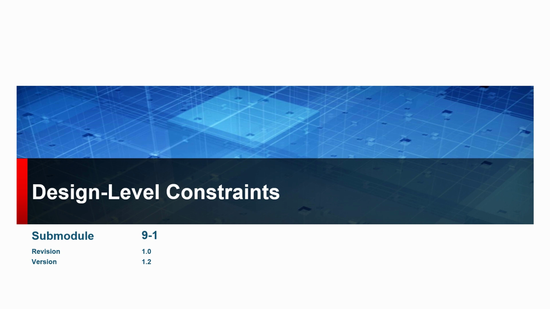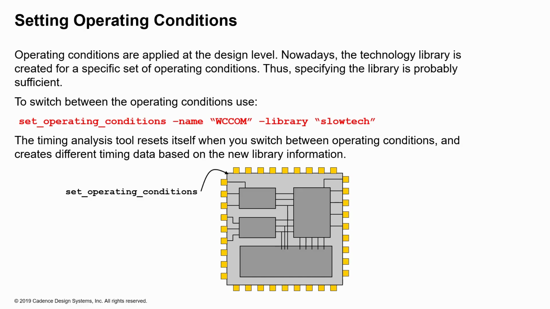In this module, we'll identify the constraints on the different types of design objects after identifying what design objects are, and then look at design level constraints, environmental constraints, and all the different types of constraints that there are in your SDCs. Operating conditions are something that you would apply at the design level.